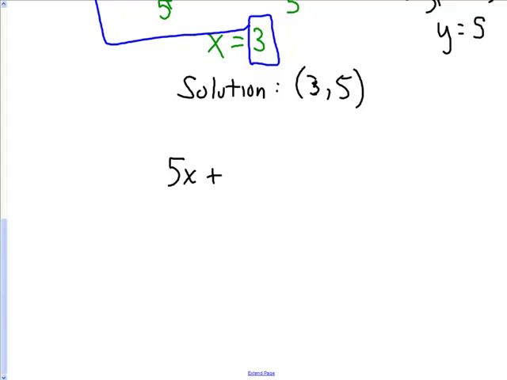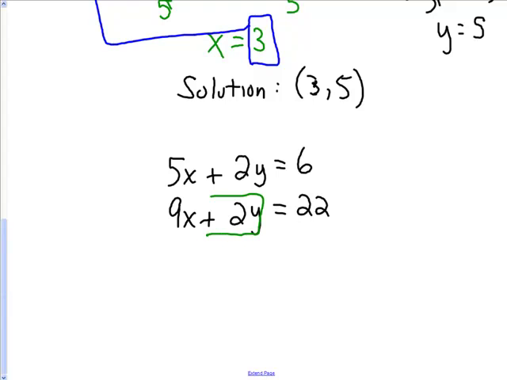5x plus 2y equals 6, and 9x plus 2y equals 22. Now again, we see here that we have two of the same terms. But in this case, the signs are the same, or they're both positive. So in order to make them go away, we need to subtract.